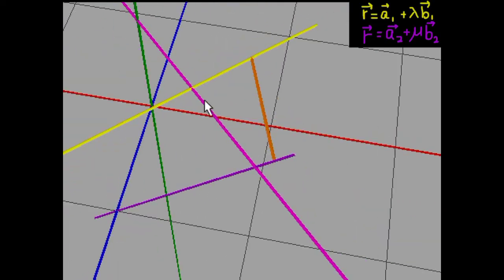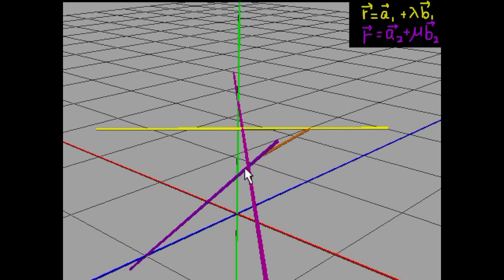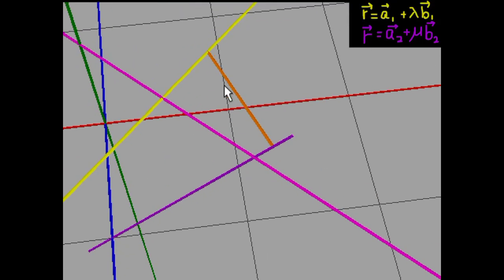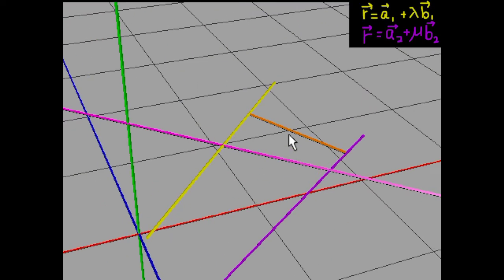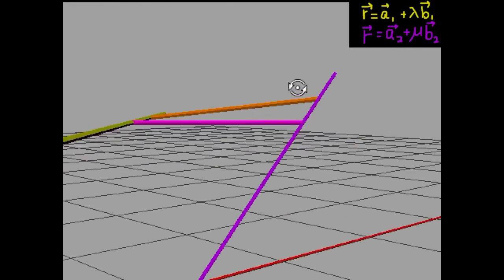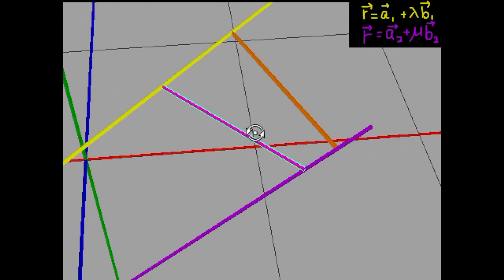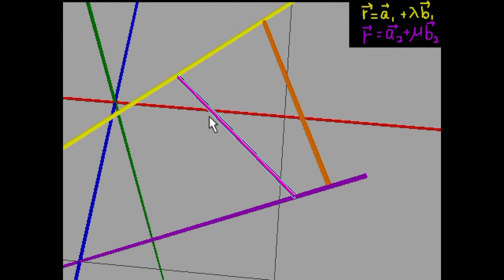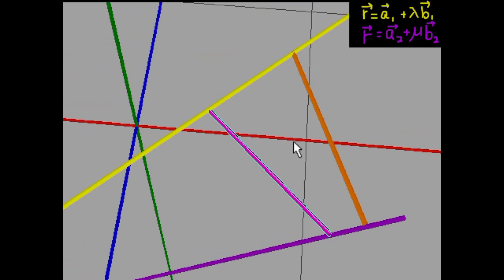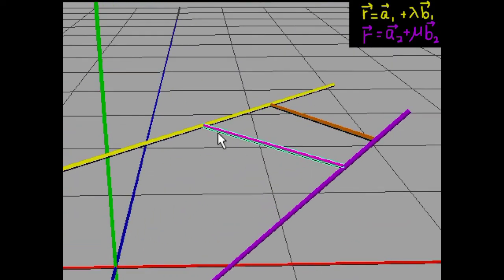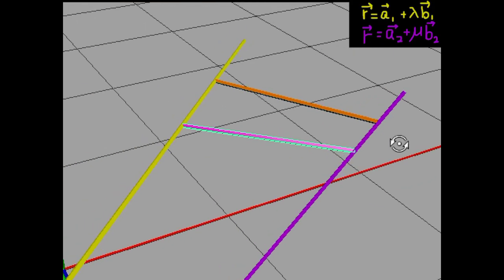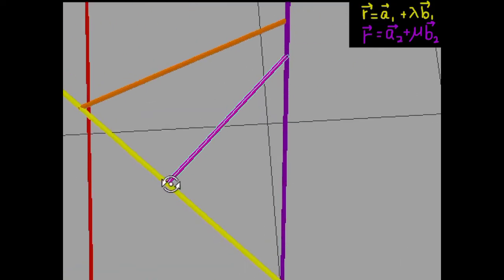If we take the two points a1 and a2 and join them, then we get the orange line, as you can see in the video, and we can say the shortest distance between the two lines is the projection of the orange line on a line which is perpendicular to both the yellow line and the purple line, which is indicated by the pink line.